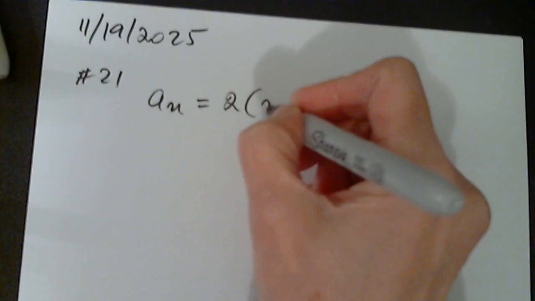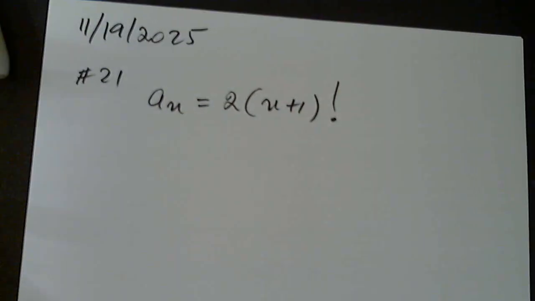If you don't choose, I will. I'm going to choose 21. In 21, we have a sub n, the general term, which is 2 times (n plus 1) factorial. And they want the same thing: write the first 4 terms.